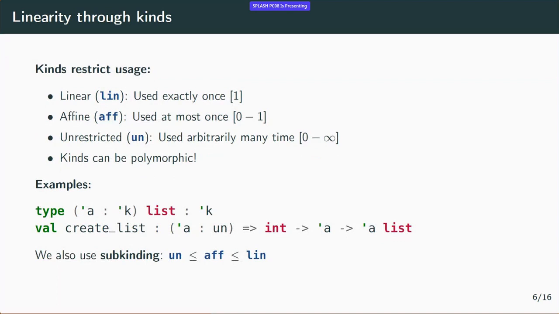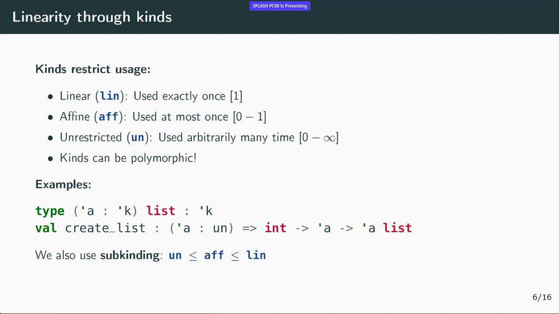Moreover, we have the natural subkinding relation, where we say that anything that's unrestricted, we can also treat as affine, and everything that's affine, we can also treat as linear. So we have this lattice of kinds. Right now, the lattice looks a bit impoverished, but actually, in reality, it's a bit richer, and I will briefly hint at that. But linear says use exactly once.